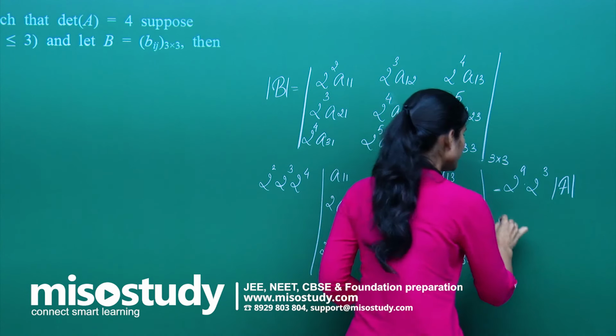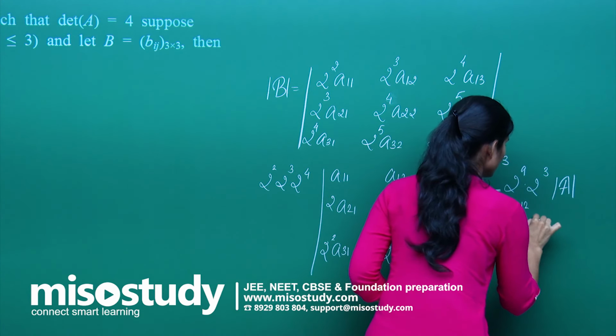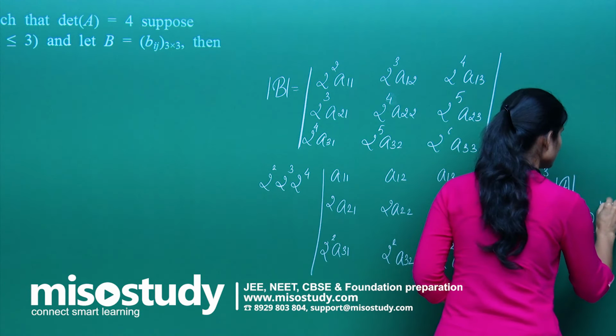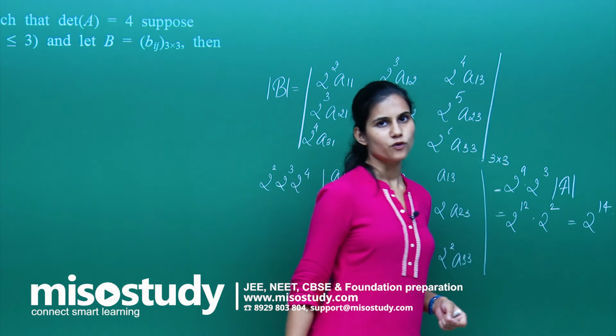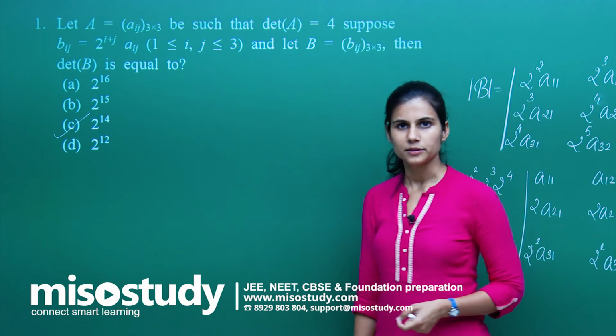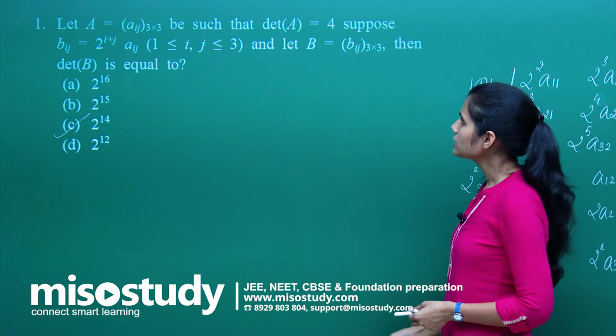And that is given to be 4, that is 2 square. So your answer is nothing but 2 to the power 14. And therefore, that comes out to be your very correct answer. Next question, let's see, is what?